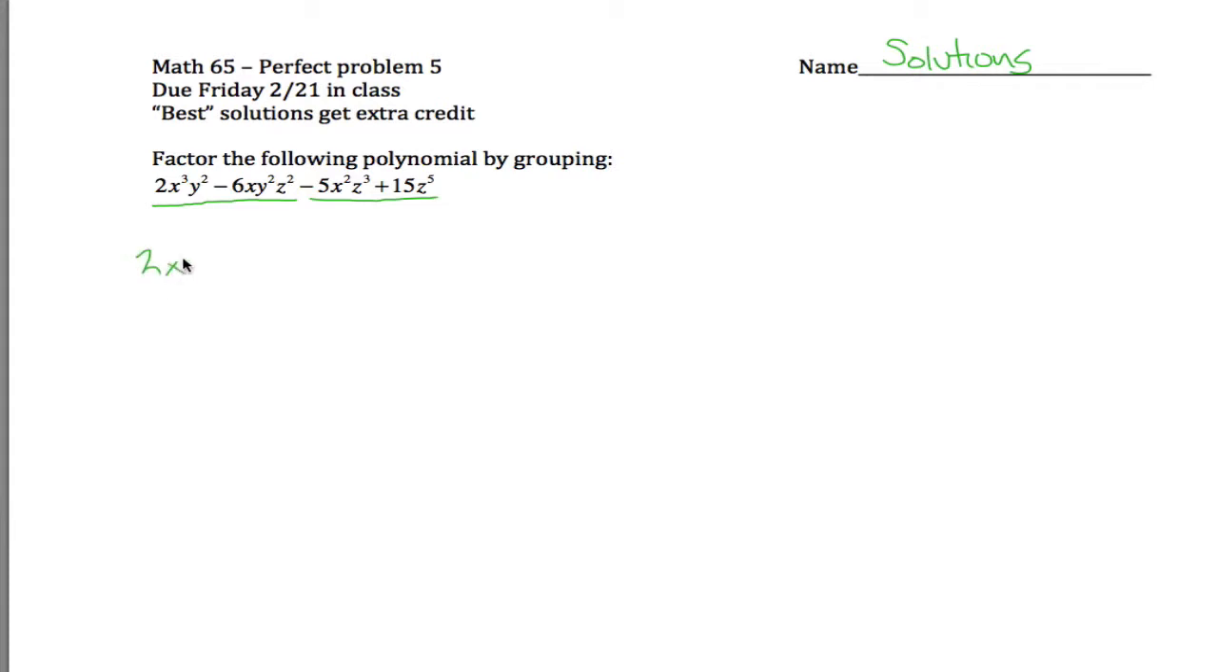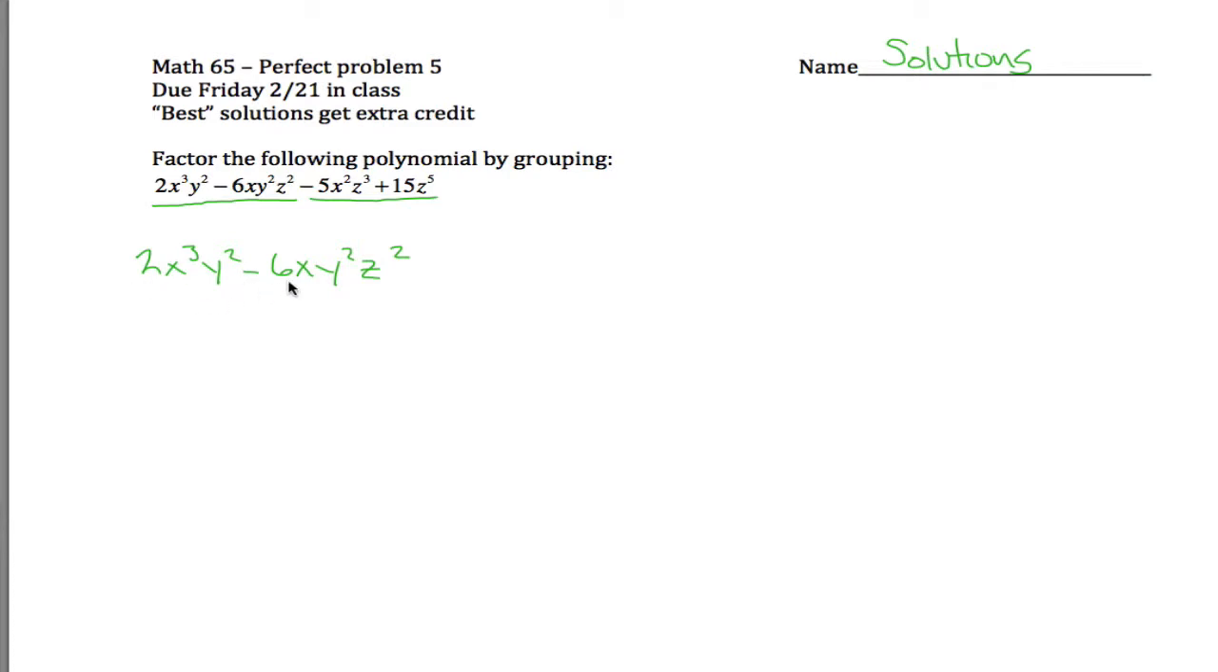So group 1, I got 2x cubed y squared minus 6xy squared z squared. And I only want to consider these two terms. If you look at all 4 and look for a greatest common factor, I think you will find that the greatest common factor is just 1. They don't have anything all in common. So what you do instead is you just look at pairs of them. Look at the first two. And what is the most that these guys have in common? What's the greatest common factor here?